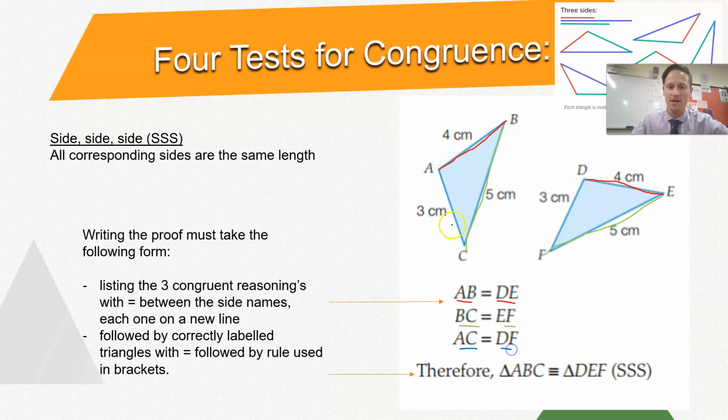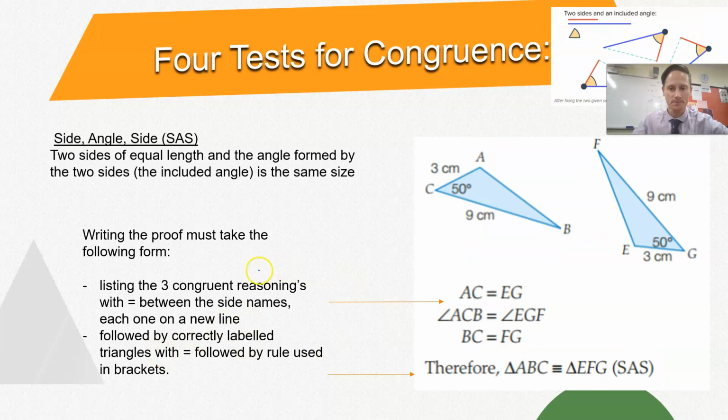Side AC equals side DF. So AC is 3 centimeters and DF is also 3 centimeters. So that's my formal reasoning behind that proof. And my last sentence is saying, therefore, triangle ABC is congruent to, that equals with the 3 dashes, triangle DEF, and the proof is SSS, side, side, side.